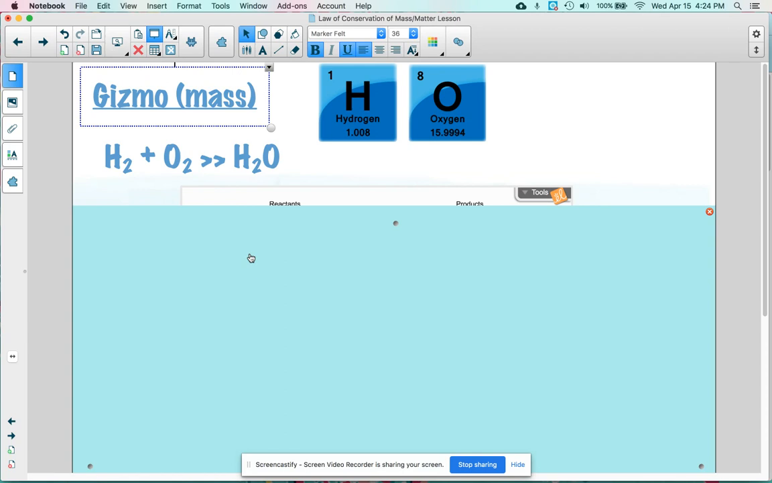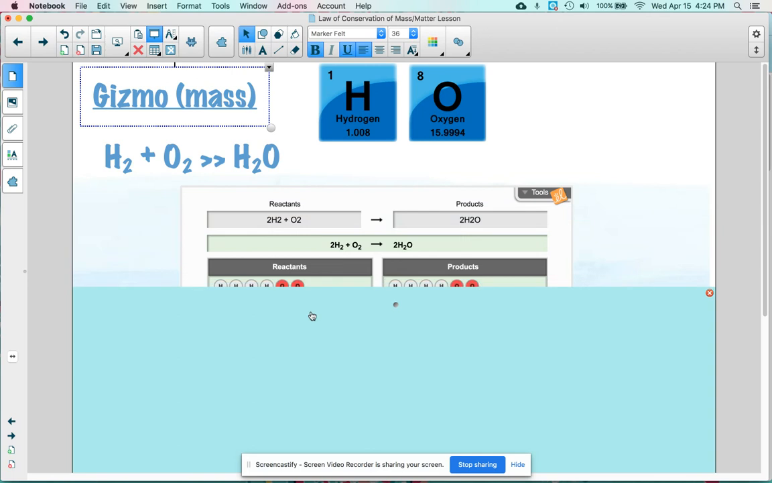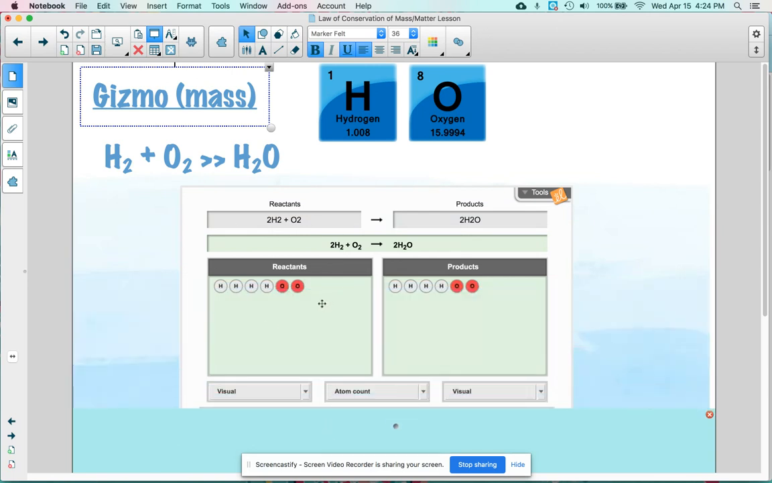The law of conservation of mass is just like the law of conservation of matter, you just swap the word mass in for matter. The law of conservation of mass says mass can't be created or destroyed, only conserved. Conserved means it stays the same. So let's look at our ending product. This is our balanced equation.